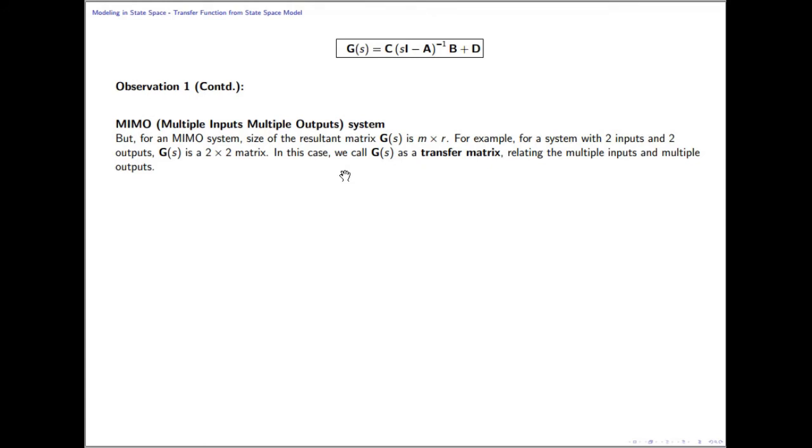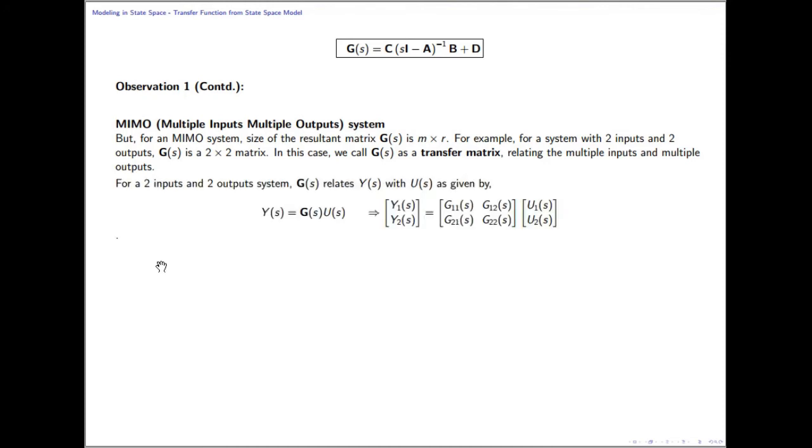So therefore, when G of S becomes a matrix, we cannot call it simply a transfer function, we will call it a transfer matrix. Okay, so this transfer matrix relates the multiple inputs to the multiple outputs. Let us take the case of a 2 input, 2 output system. So Y of S is equal to G of S into U of S.